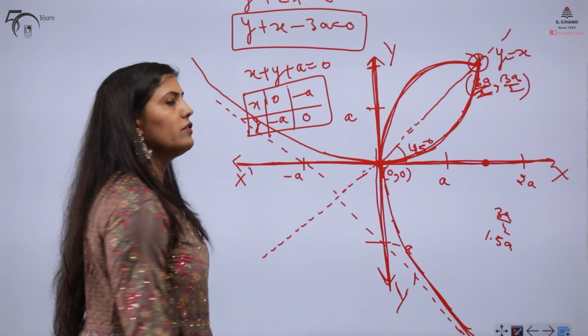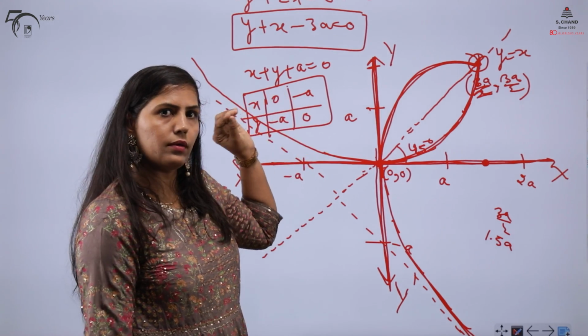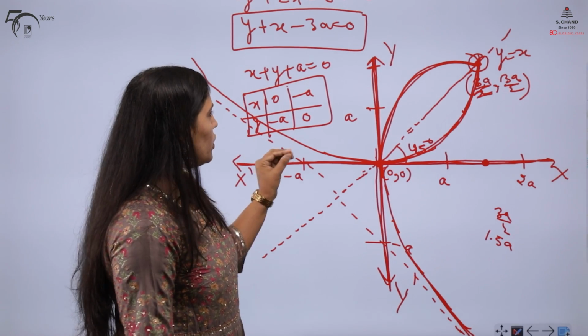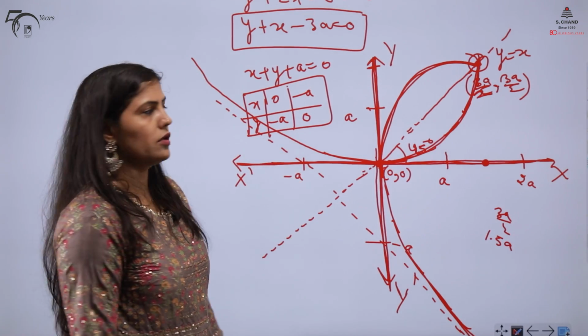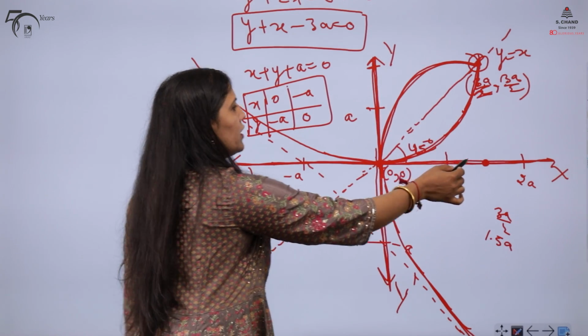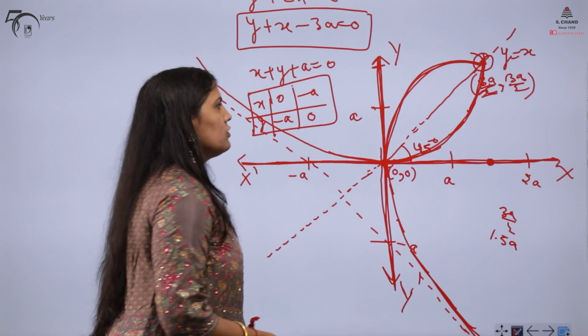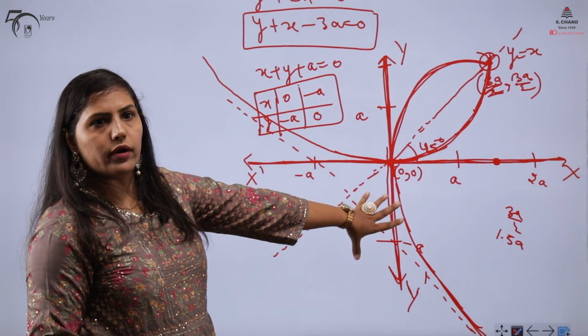So on the basis of all these points we have drawn this curve. You should note down each and every point before drawing because it is important, because in the rest of the picture there is no curve lying. You can check the rest of the points will not satisfy the curve equation. So this is one of the important curves.